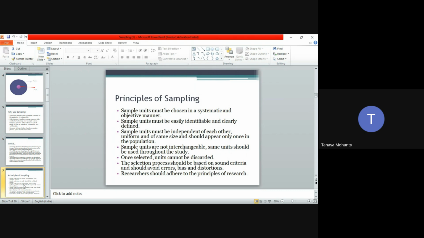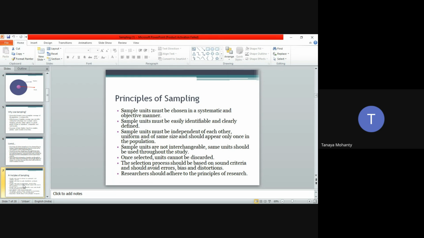Then you have the principles of sampling. Sample units must be chosen in a systematic and objective manner. You have to be extremely systematic, you have to be objective. You cannot be affected by any kind of prejudice or bias. Suppose I need to cover some of the households for a particular survey. I cannot afford to say that, okay, I know these people in this colony, so let me start with them. It doesn't happen like that. So you never look for convenience. You have to come out of your comfort zone, and you have to pick your samples very objectively.